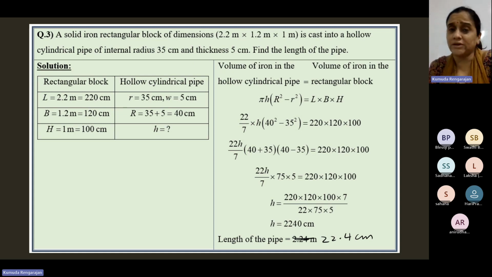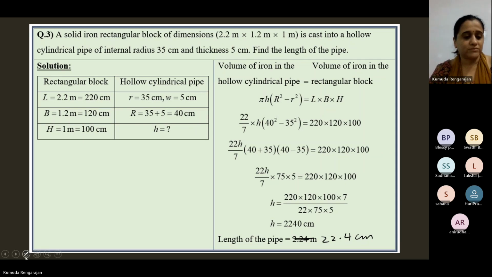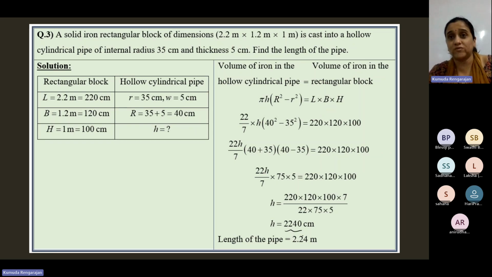I don't know if it is 224 also. Maybe the answer is 224 and that's why I've written 2.24. I don't know. You have to figure it out. So I'll not say anything. Just check it yourself. Please cancel and check that.